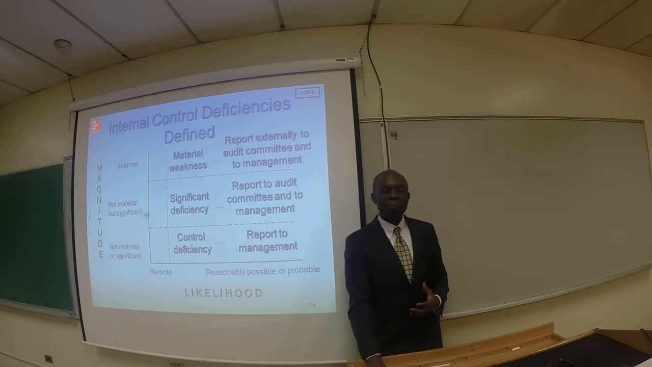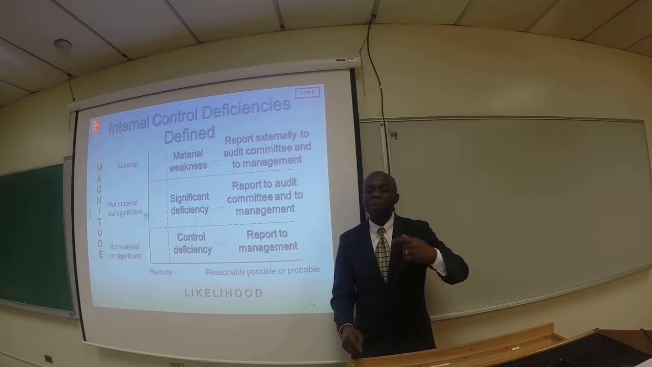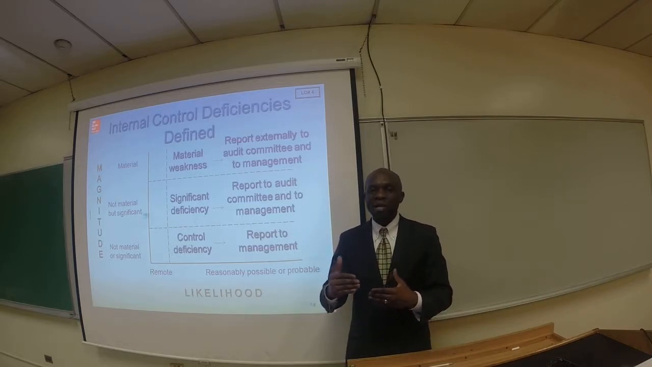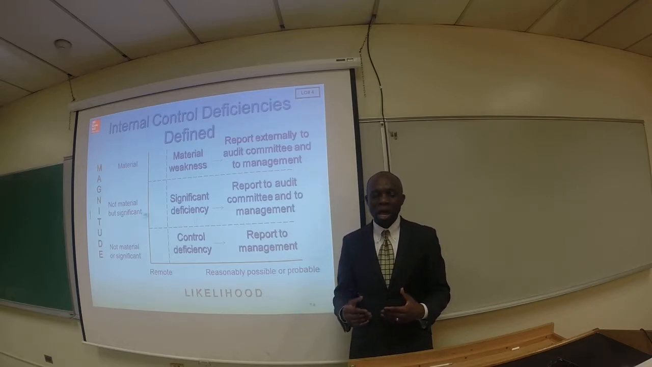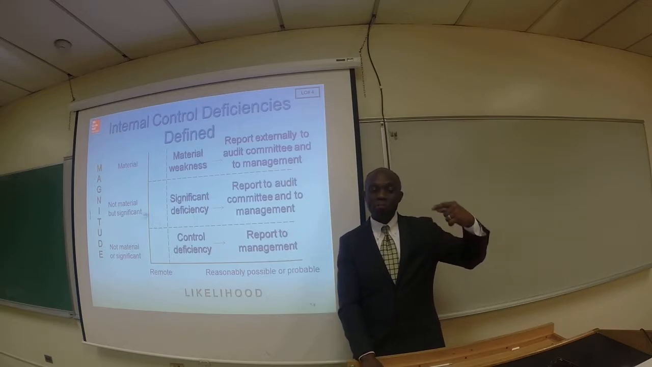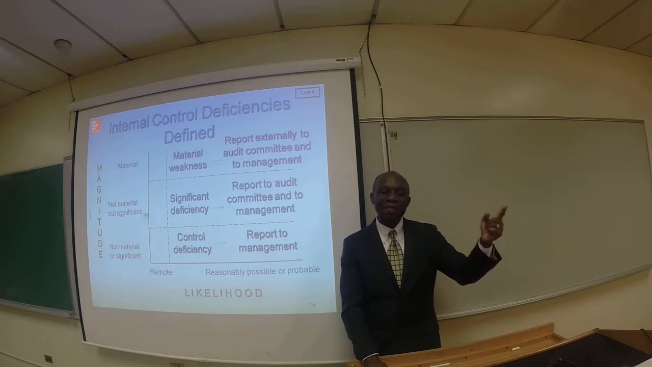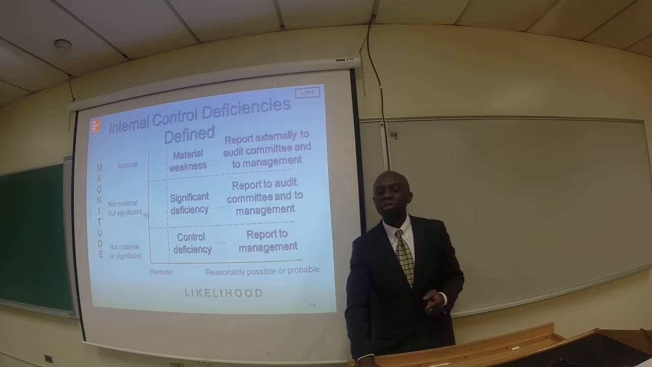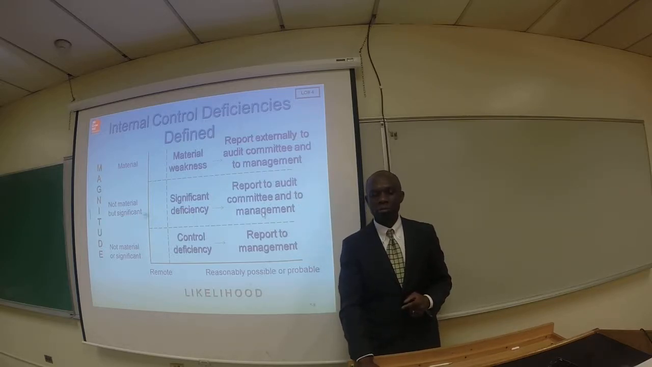So let's take a look at another possibility. If it is reasonably possible or probable that a misstatement would not be detected or prevented by the internal control, and the impact of that on the financial statement in terms of the magnitude is not material but significant, then we have a significant deficiency. So we report it to the audit committee and to management.